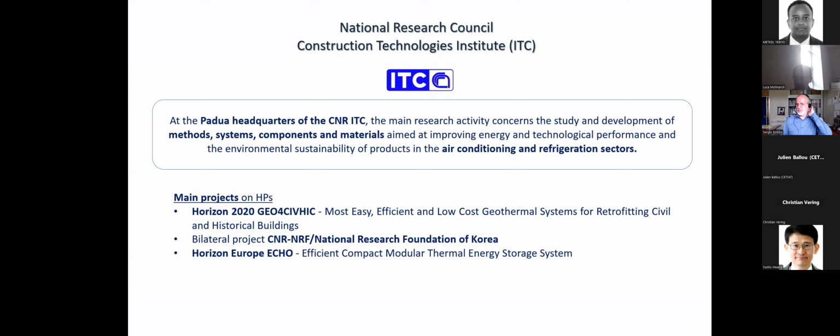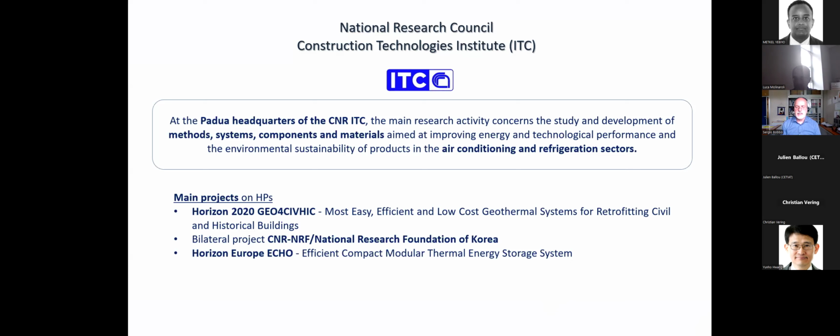Yes, I will start with the presentation of our institute. I belong to the Construction Technologies Institute of the National Research Council in Padua, Italy. And our group is devoted to the study of refrigerants, both from the thermophysical properties point of view and the applications, developing methods, systems, components, and materials for air conditioning and refrigeration.